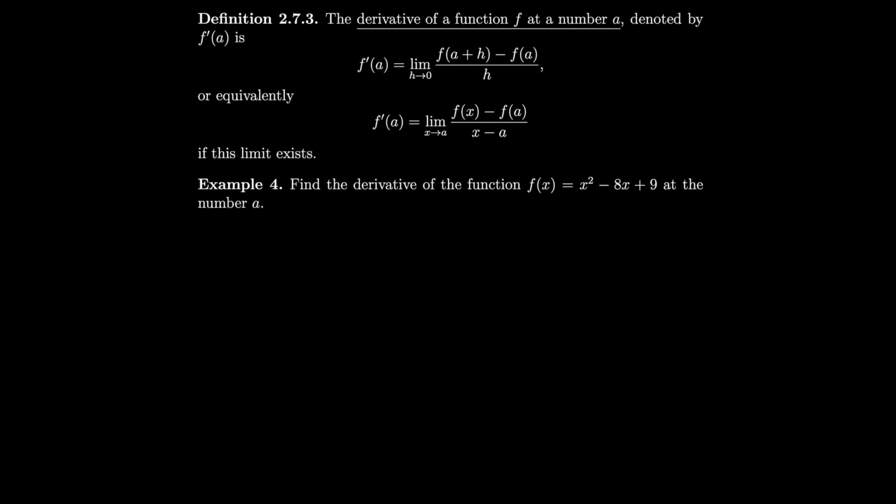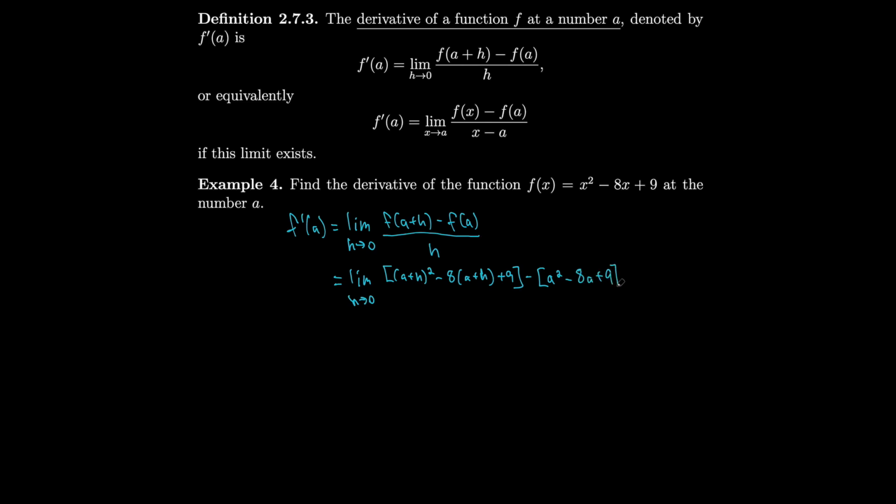So let's find the derivative of the function f of x equals x squared minus 8x plus 9 at the number a. So f prime of a is equal to the limit as h goes to 0 of f of a plus h minus f of a over h. Okay, so we plug in a plus h instead of x, so we get a plus h squared minus 8 times a plus h plus 9 minus a squared minus 8a plus 9, and that's all over h. Then that's the limit.